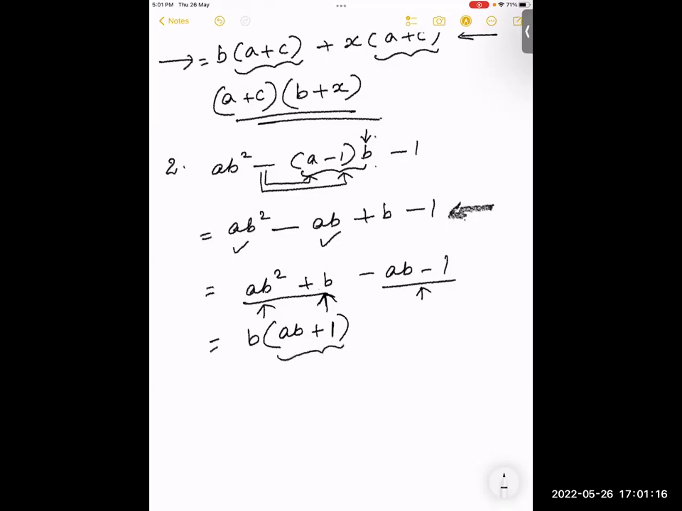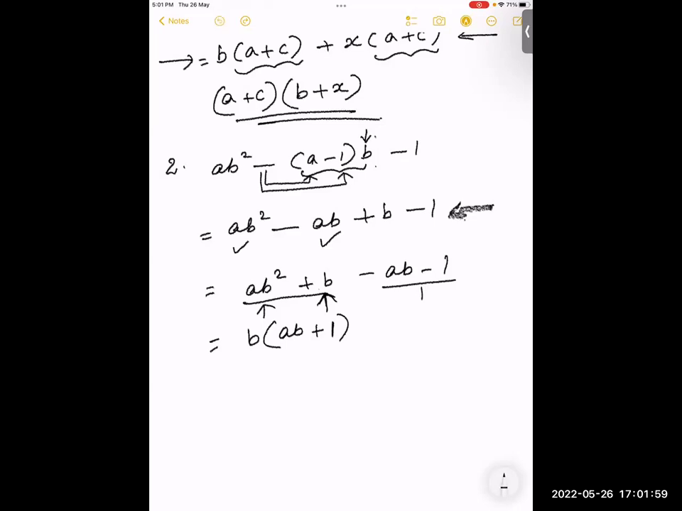Here I got AB plus 1. So I am trying to make this term also AB plus 1. How can I make it AB plus 1? If I multiply with AB, this will become AB square and minus B square. That I don't want. Here I have the format. Multiply by 1 also will not help me, but you are close. Multiply with 1, but some different form of 1. What is that?